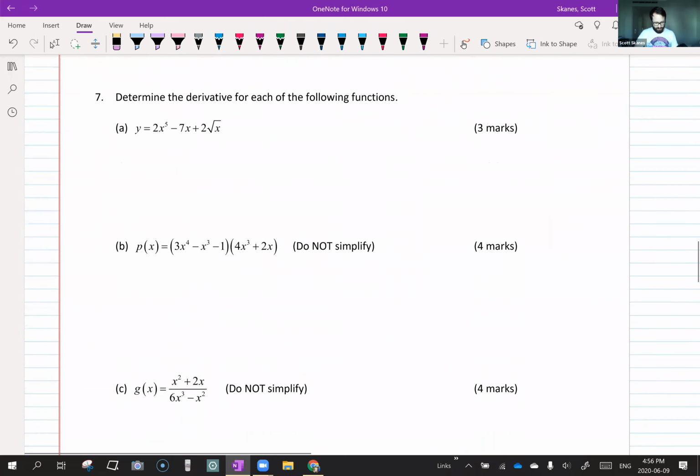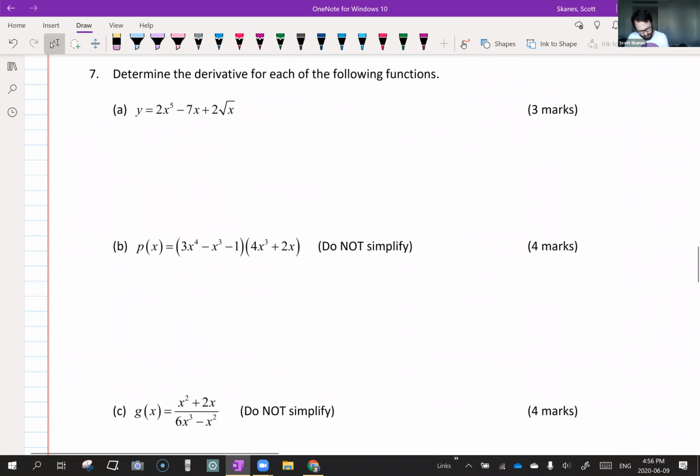Let's move on. Determine the derivative for each of the following functions. I'm going to extend this question just so that you have a little bit more practice. Let's just say we had an e squared here and 2 pi, the cosine of pi. Let's try to do the derivatives, because it says determine the derivative.